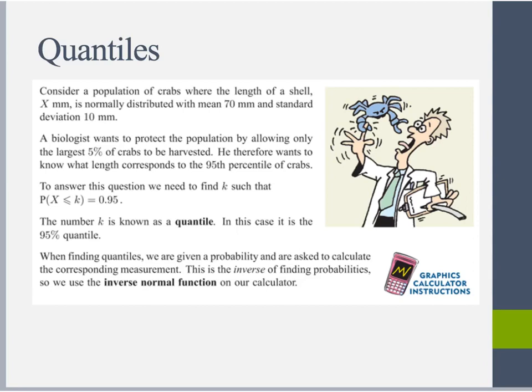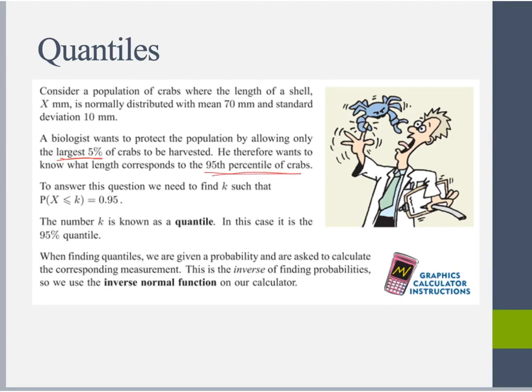Our biologist wants to protect the population by allowing only the largest 5% of crabs to be harvested. He therefore wants to know the length that corresponds to the 95th percentile of crabs. So what that means here is if he's talking about the largest 5% of crabs, that's the 95th percentile.